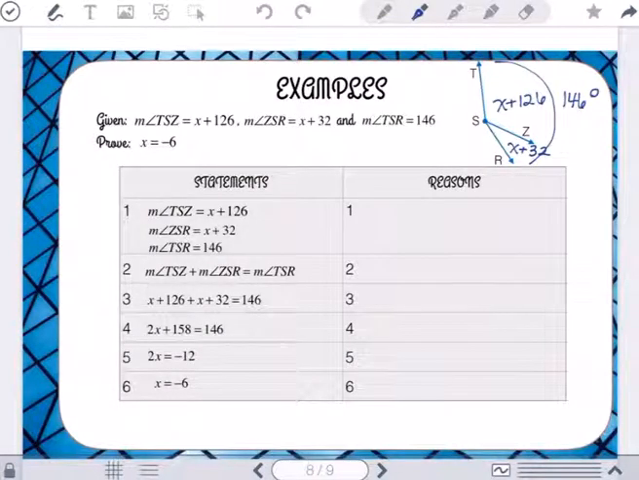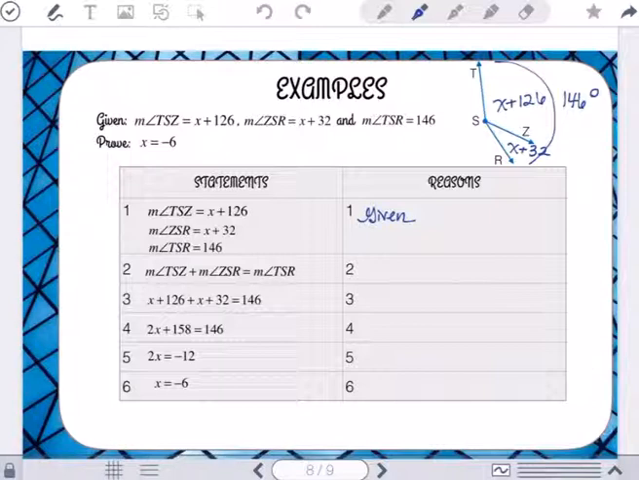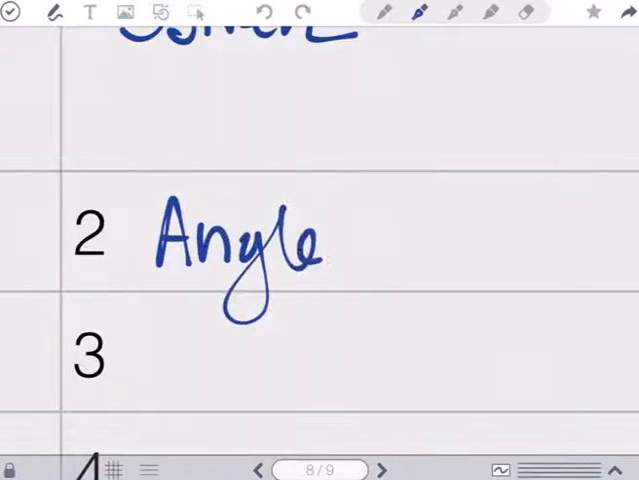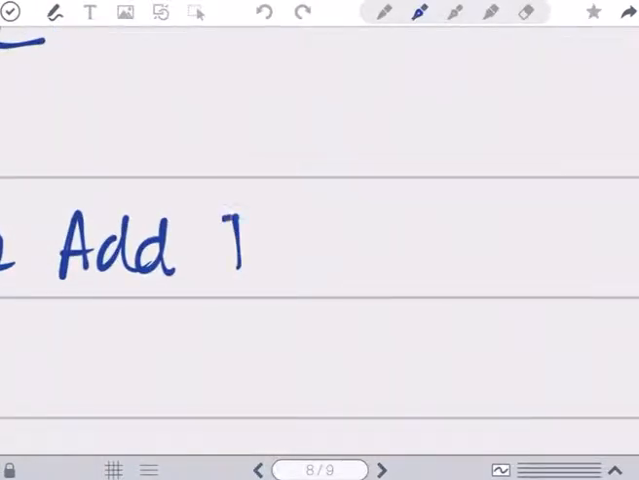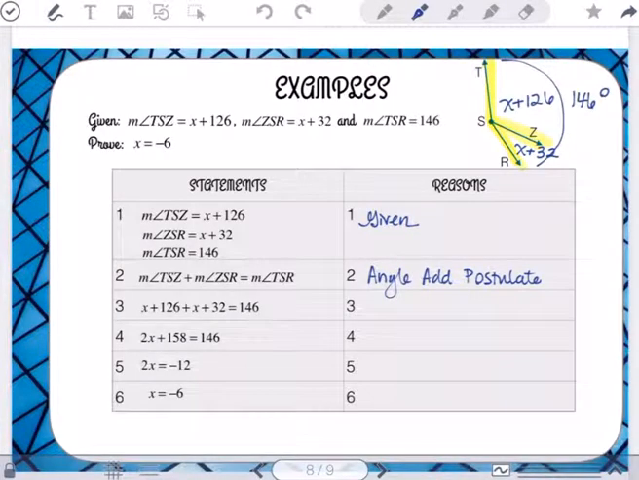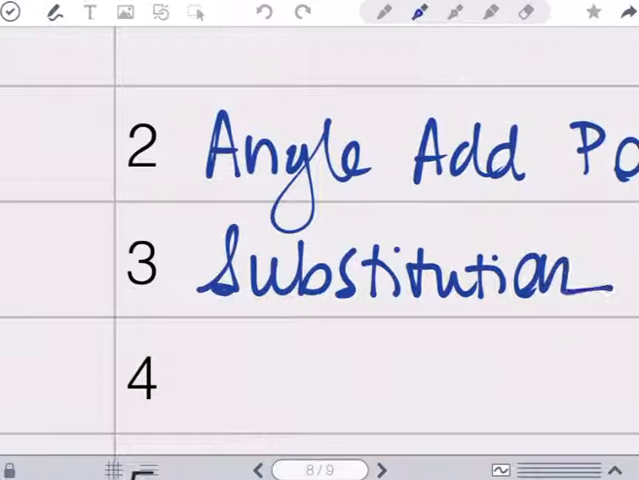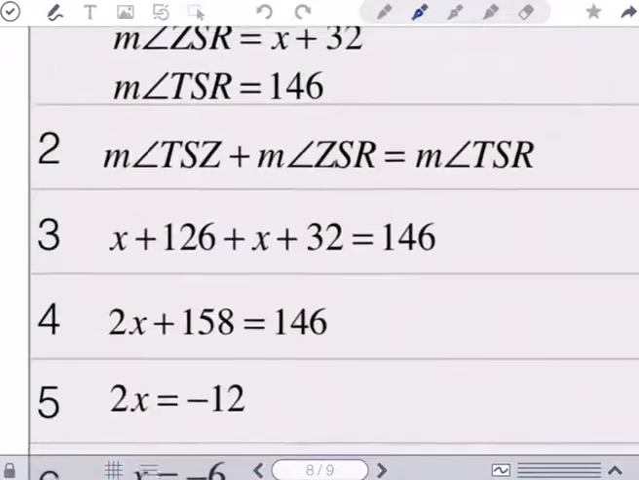Well, our first reason, if you look, is always going to be given, because it's our given information. And then number 2 said angle TSZ and angle ZSR, so those are our 2 smaller ones, equal TSR, which is our large one. So this is going to be angle addition postulate. And then the rest of them are going to kind of follow suit. Number 3 is obviously going to be substitution, because we're substituting all of our values from the given information. And then it's just algebra from there.